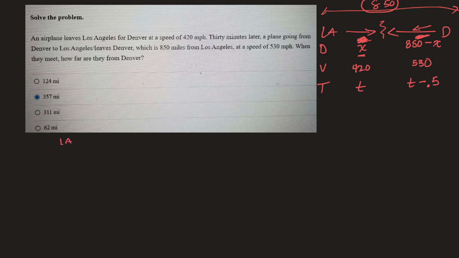So for the LA one, let's go distance is equal to velocity times time. So the distance x is equal to its velocity, 420, times the time. Okay, the Denver flight, again, d equals v times t. This time the distance is 850 minus x. Velocity is 530, and the time would be t minus 0.5.